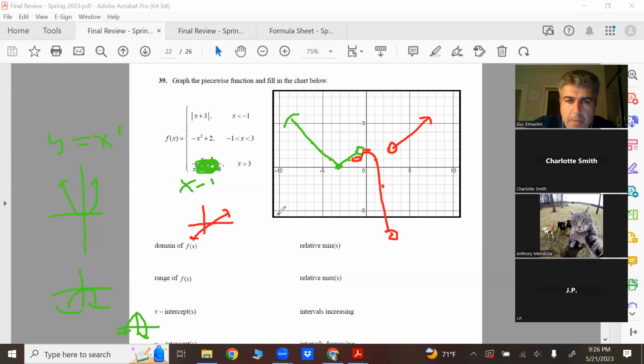So it's pretty clear the domain is not all real numbers because I have some gaps at -1 and 3. So you just have to make sure you exclude -1 and 3 from your domain. That should be a real easy question. Oh, I meant to put 3.